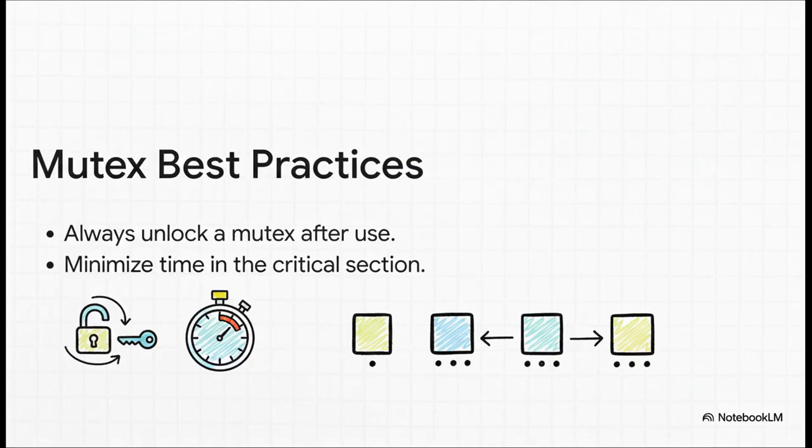So, this means using mutexes requires some serious discipline. Here are the golden rules. First, and this is the big one, always unlock what you lock. Forgetting is how you get a deadlock. Second, keep the time you spend inside that critical section as short as humanly possible. The longer you hold the lock, the more time other threads are just sitting around doing nothing. And finally, if you're ever juggling multiple locks, make sure every thread locks and unlocks them in the exact same order to avoid really nasty, complex deadlocks.